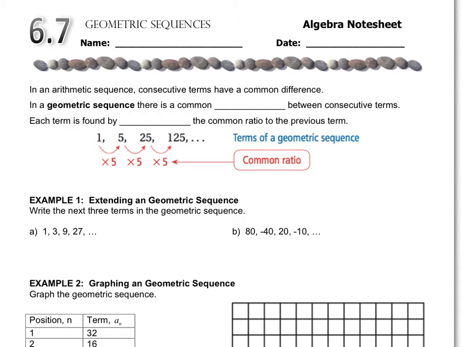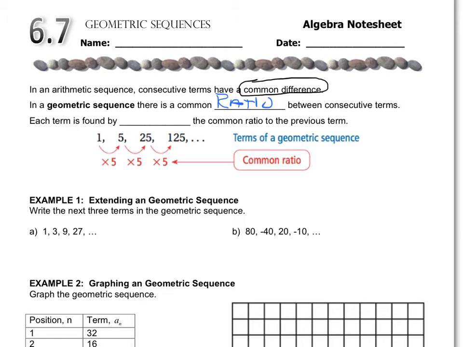Today we're going to talk about geometric sequences. Previously we talked about the arithmetic sequence, where consecutive terms have a common difference, where we are adding the same number from term to term to term. Remember, when we were subtracting, we actually added the negative. So in a geometric sequence, there is a common ratio between consecutive terms.